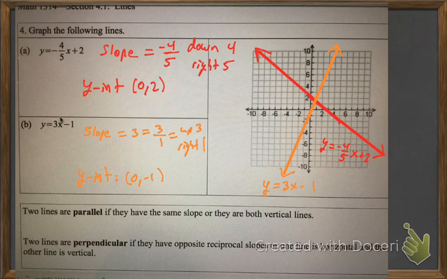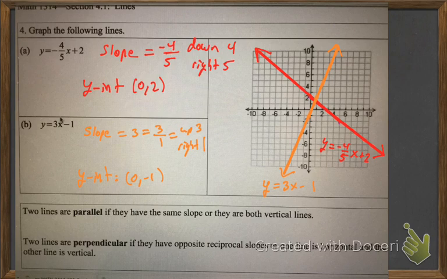Okay, we're going to look at a real brief review of parallel lines. So parallel lines are going to have the same slope. So 2 lines are parallel if they have the same slope, or both are vertical lines. So if they both have an undefined slope, then they're going to be vertical lines.